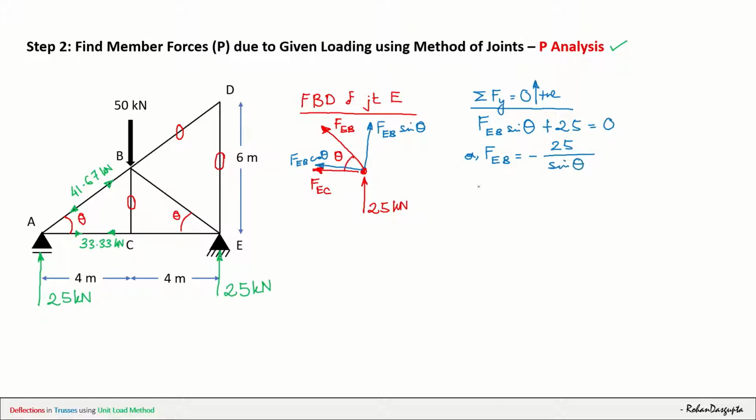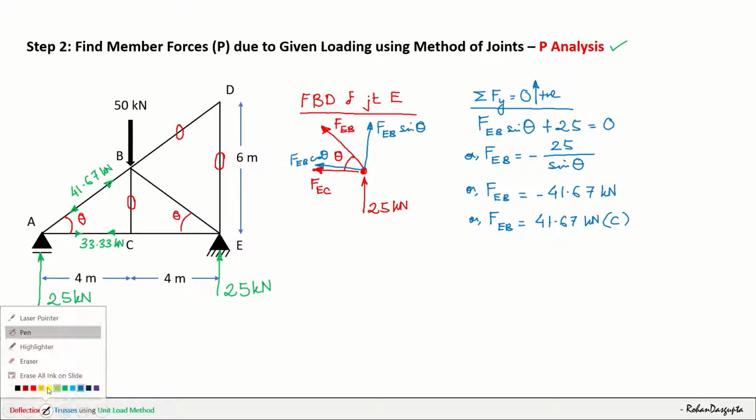If you put the value of theta in the calculator, you will find that FEB is equals to minus 41.67 kilonewton. And what does this minus sign indicate? It indicates that our chosen direction, that is tensile, is wrong. So therefore FEB will be equal to 41.67 kilonewton compression, right?